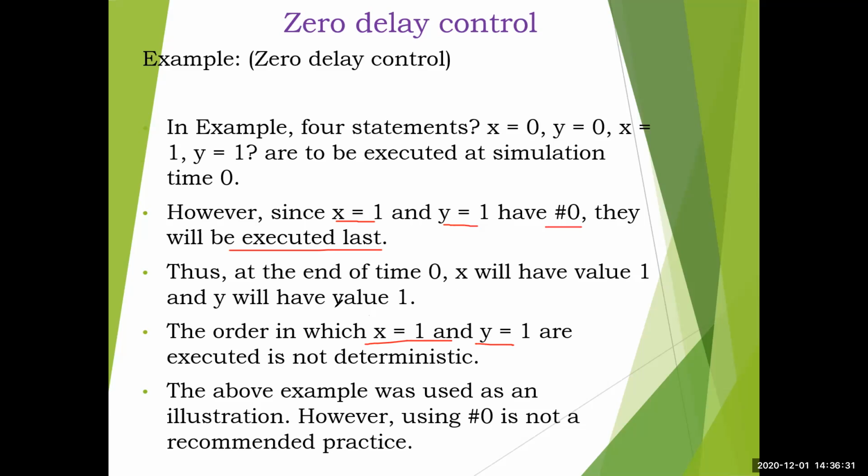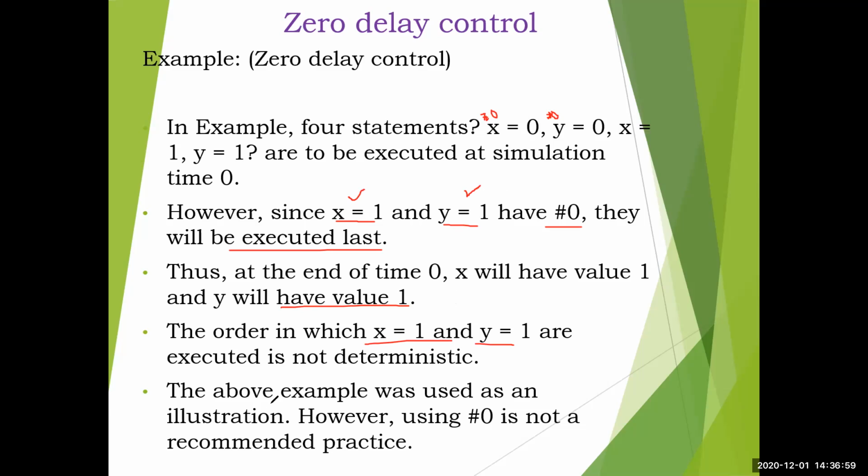Okay, so in the same example, if you give #0 to the statements x equal to 0, y equal to 0, then this will be executed last. First it would have taken x equal to 1, y equal to 1, then it is updated to x equal to 0, y equal to 0. That is the meaning here. Otherwise, they will have a final value 1, because we have exercised zero delay control on these statements. If you exercise the zero delay control on the first block, then the answer would be 0 here.